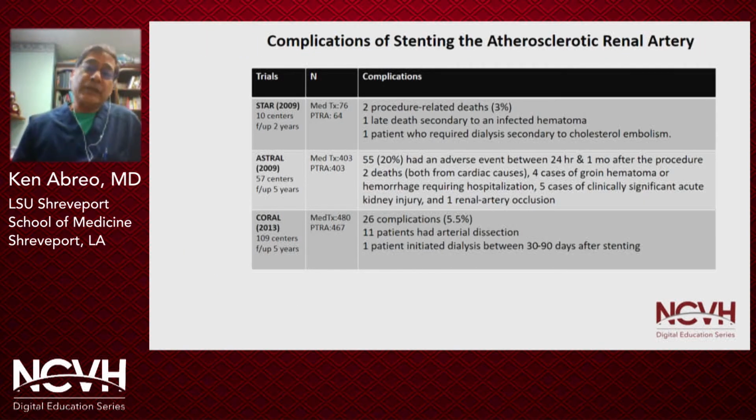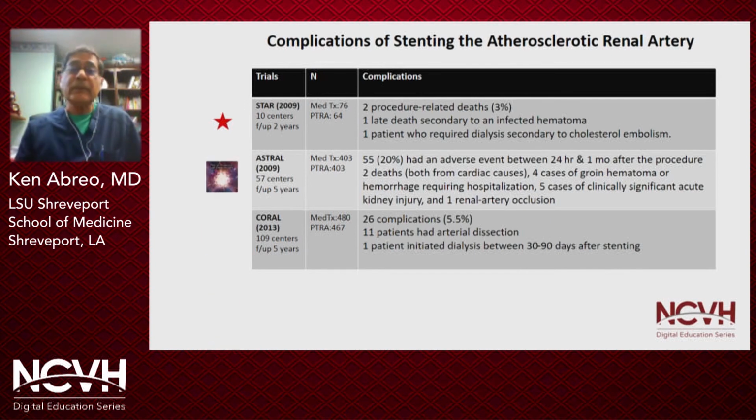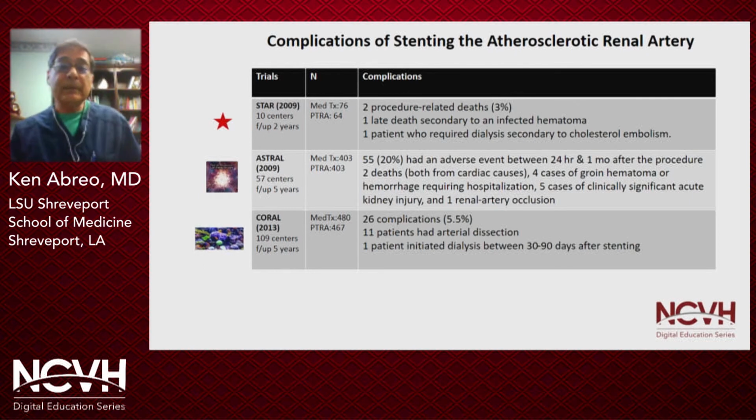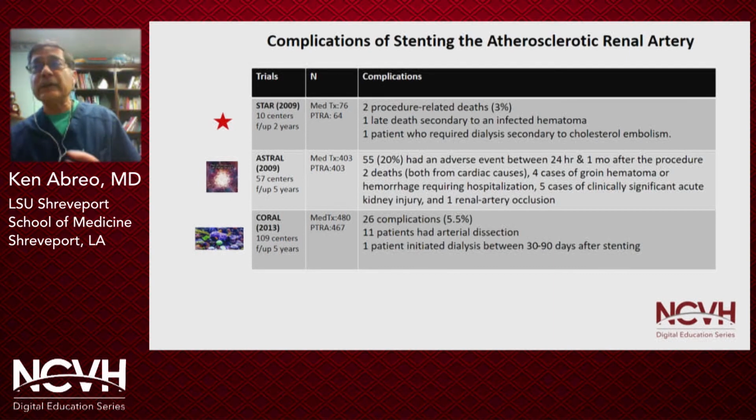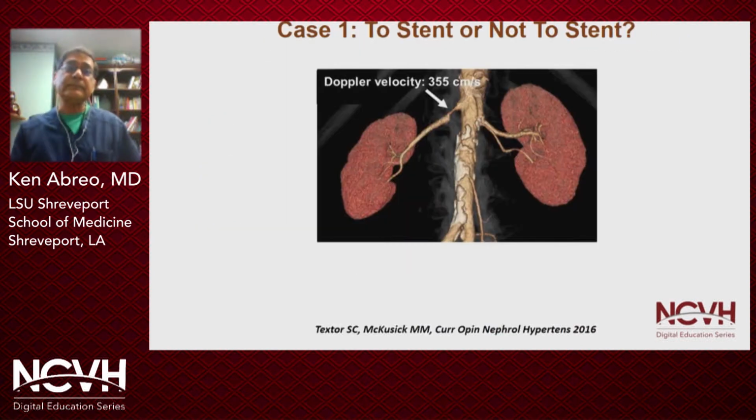Here are some of the complications of the more recent trials. In the STAR, a randomized control trial, there were 2 patient deaths. In ASTRAL, there were also 2 patients' deaths. And in CORAL, they had several complications, including 11 patients with arterial dissection. So the diagnostic procedures and the therapeutic procedures have their own risks. You have to take that into account.